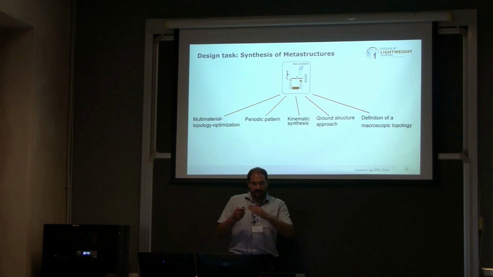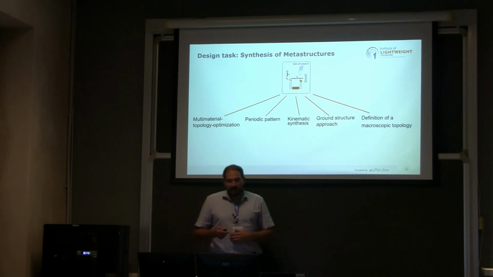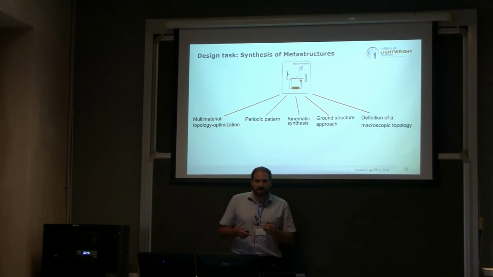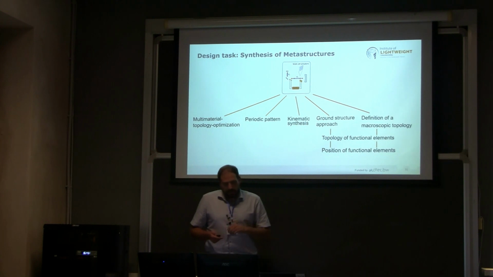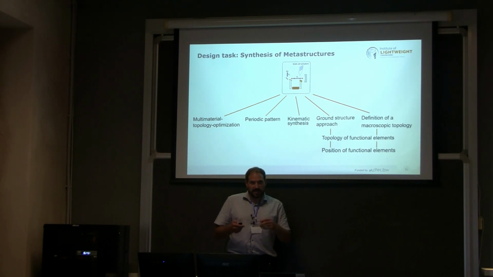You can take these building blocks, the triangular building blocks I showed you, and build a mechanism one level higher. Or you can define a macroscopic topology, on the one hand a ground structure approach that you know already from truss optimization, or another macroscopic topology. Here we did those two approaches. We defined the topology of a functional element, which I already showed you, the multi-cell actuator, and we looked at where to position them.